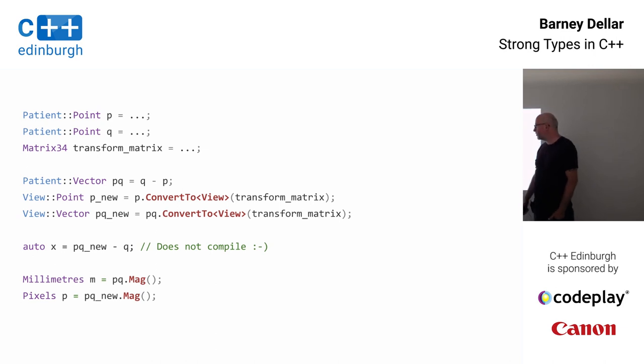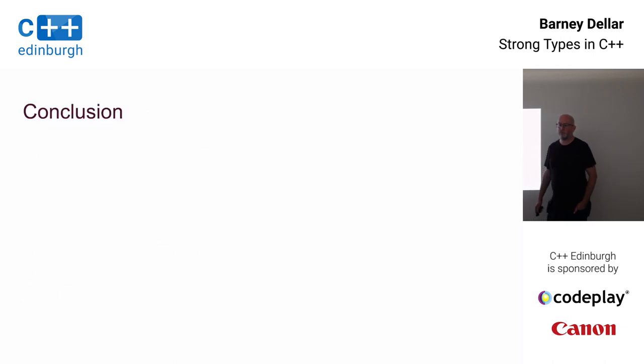We have strong types for the units. Inside the patient, the units are in millimeters, but in view space, you get a unit in pixels, which is more meaningful. Okay, that's me mostly done.